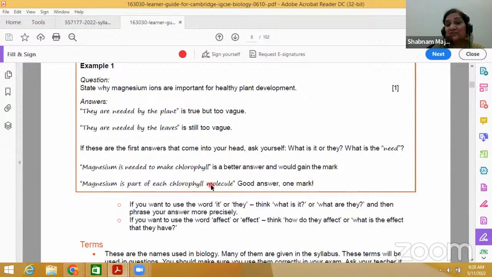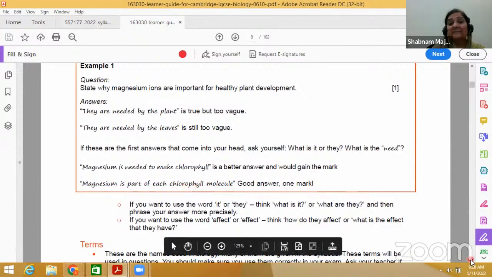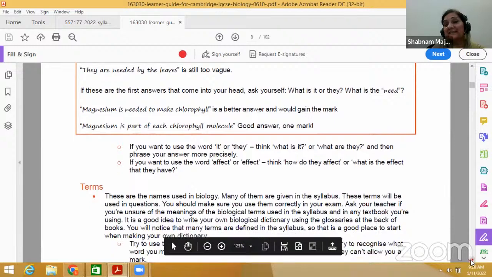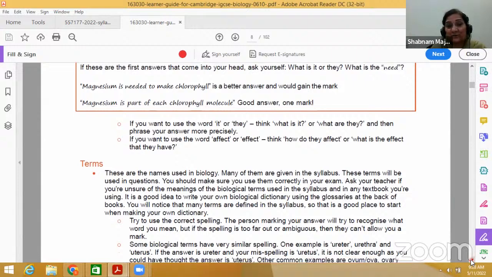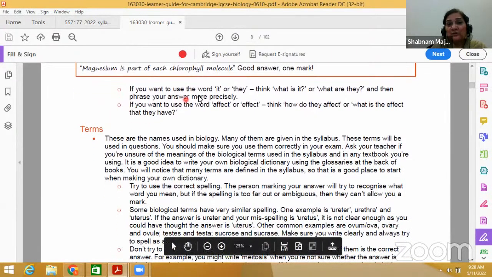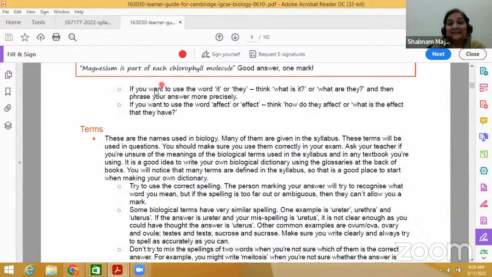Magnesium is a part of each chlorophyll molecule. This is a good answer because magnesium is very important and it makes the formation of chlorophyll. If magnesium is absent, then the leaves turn yellow. And this is also called chlorosis. Okay. Now, if you want to use the word it or they, think what is it or what are they, and then phrase your answer more precisely. If you want to use the word affect or effect, think how do they affect or what is the effect that they have.